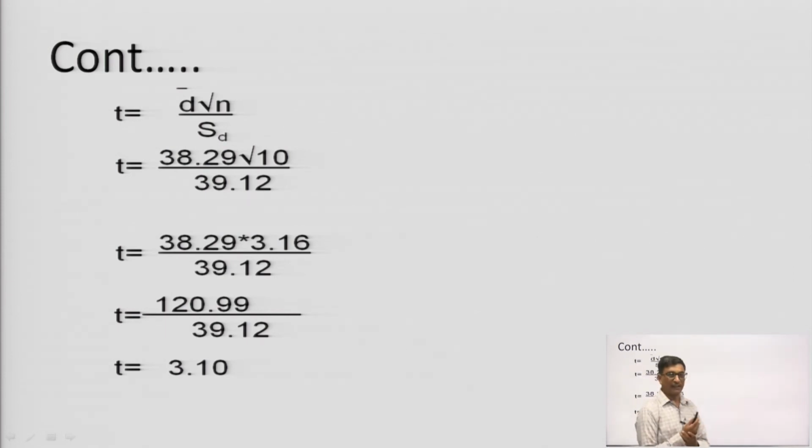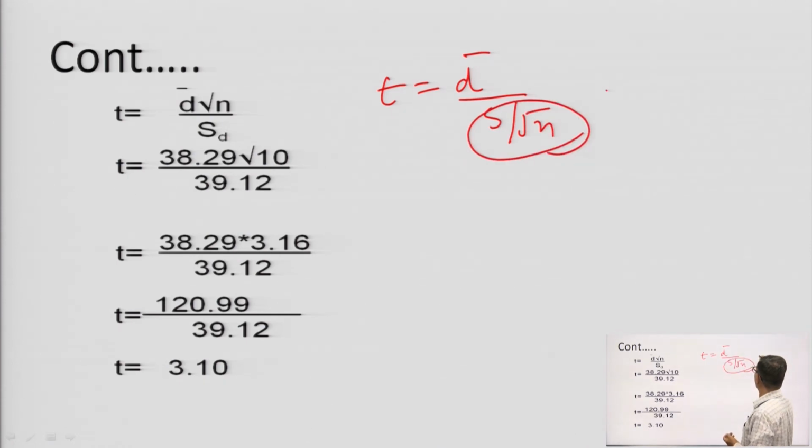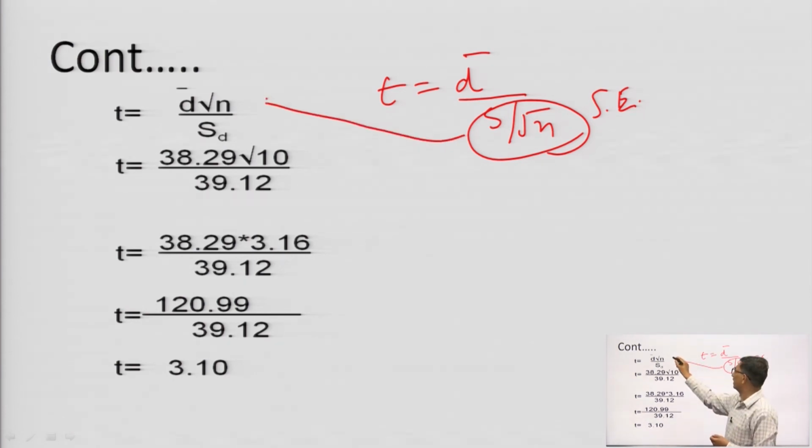Now, we apply the t test formula. T is d bar divided by s by root n, that is the standard error. D bar is 38.29, standard deviation is 39.12 and n is 10. So, it is root 10.